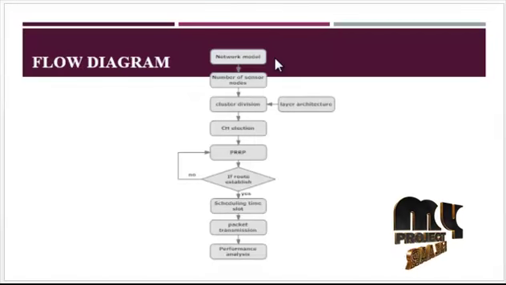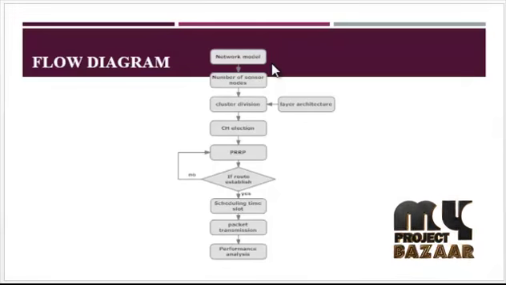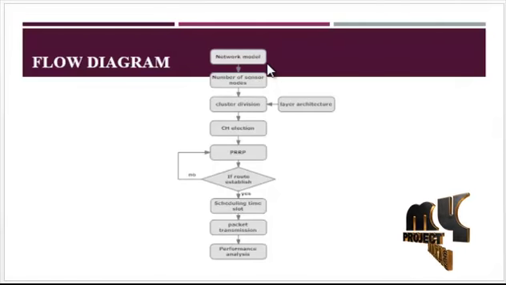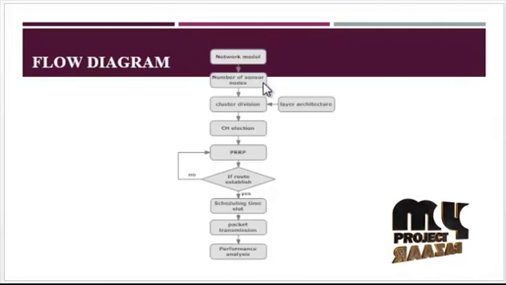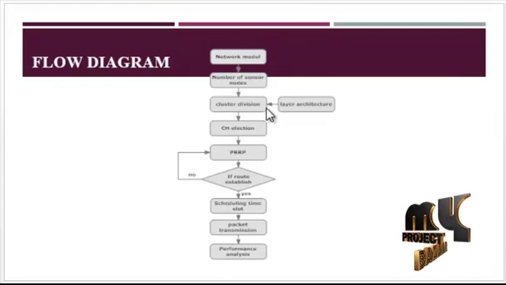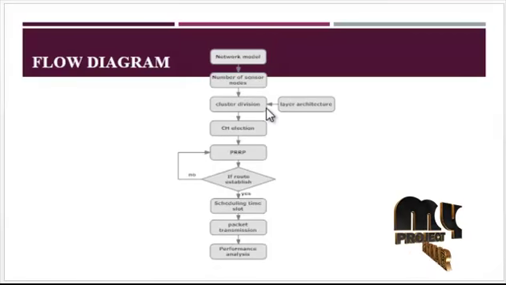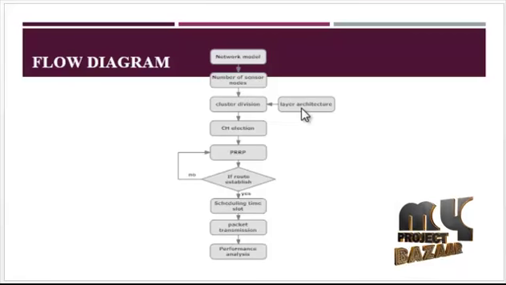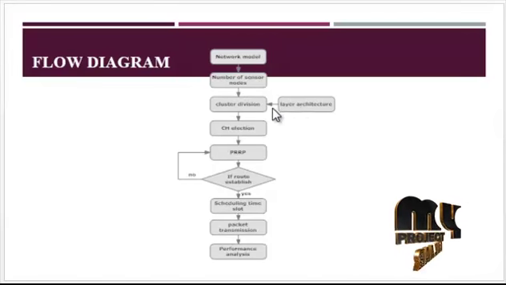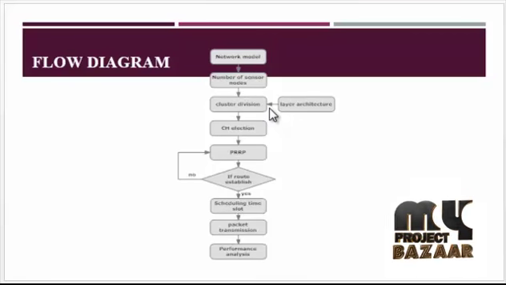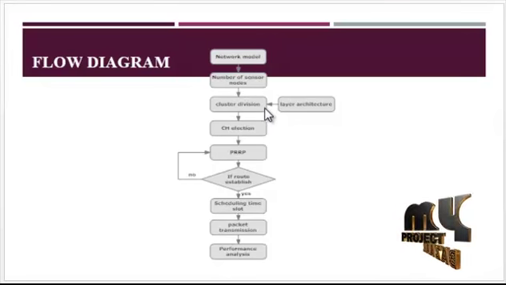Let's see the flow of our project. First, the network model is implemented, that is, the number of sensor nodes and the sink are created in the network. Then, the cluster division process is executed. This cluster division process is done by the layer architecture. That is, the network is separated into layers which are considered as the clusters.